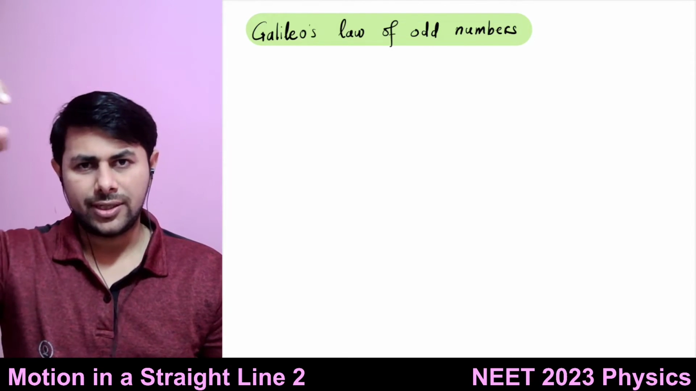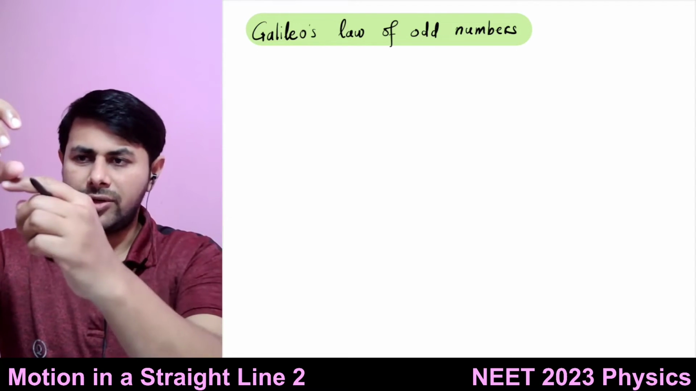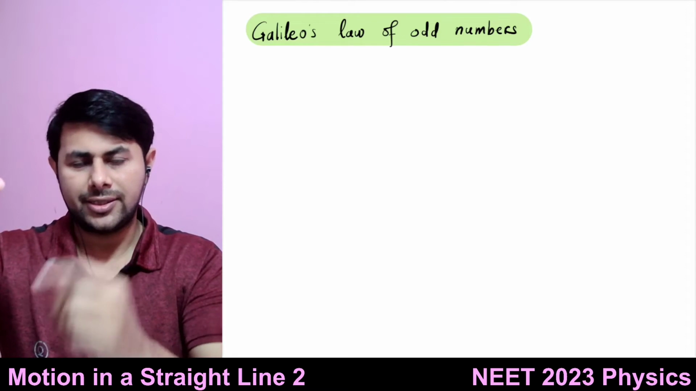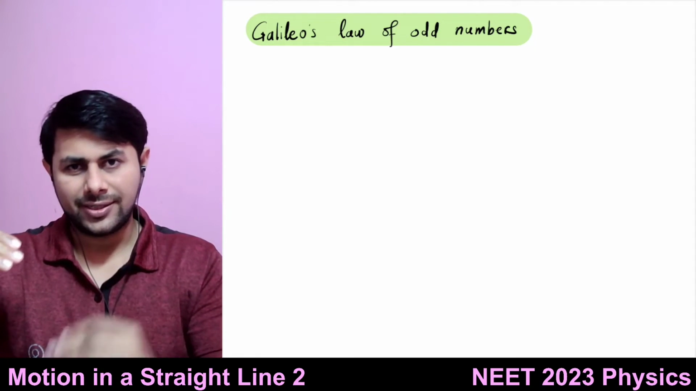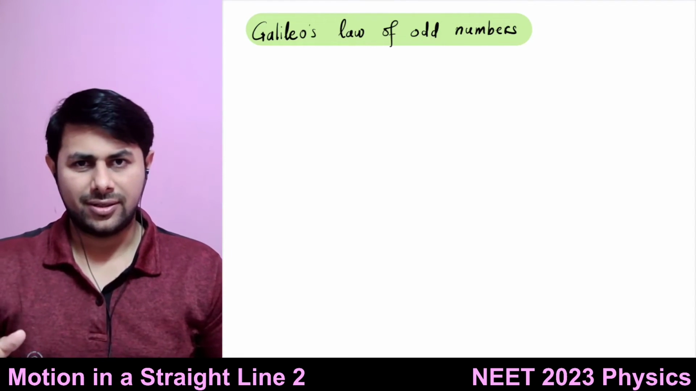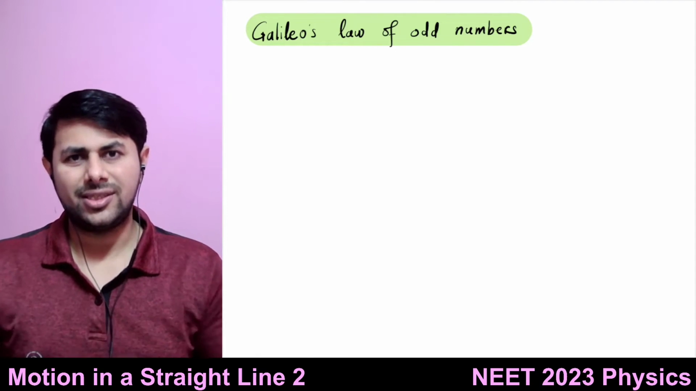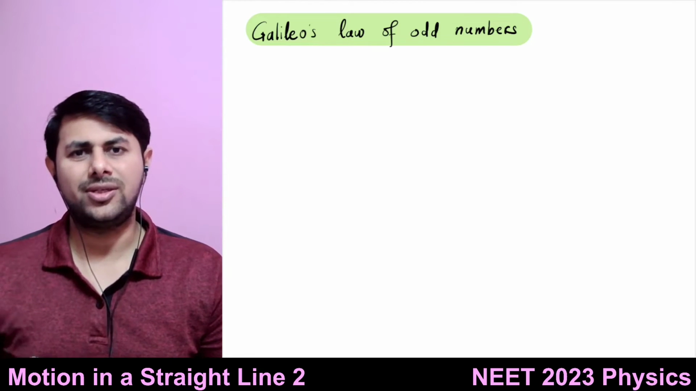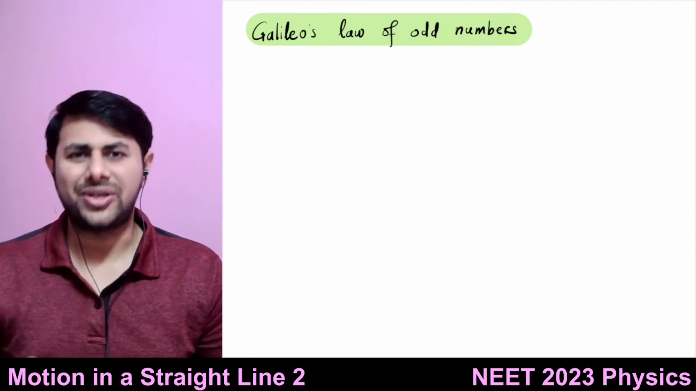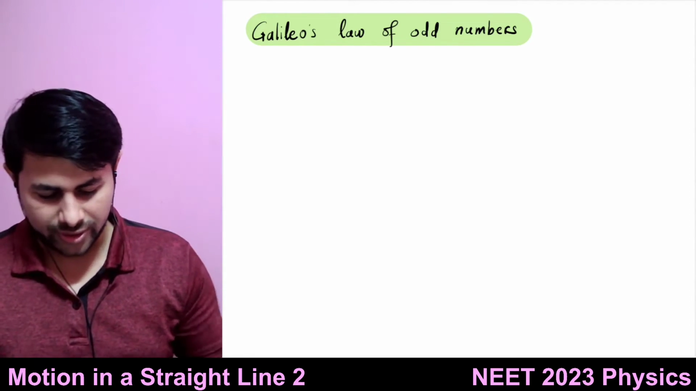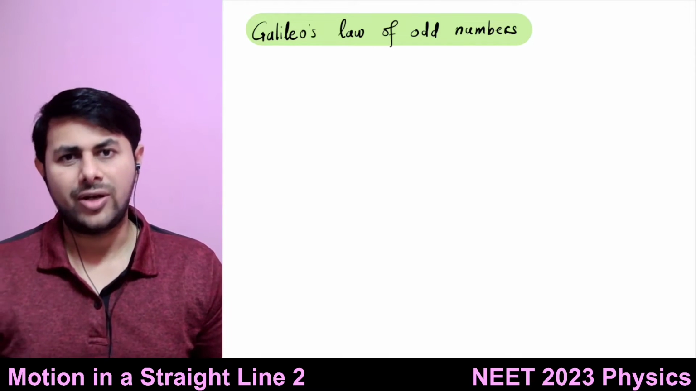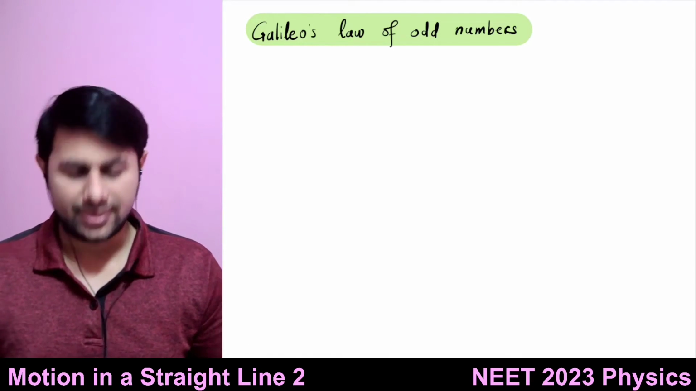So now you release that ball, and consider the distance covered by that ball in the first second, then in the second second, and in the third second, and so on and so forth. If the height is sufficient, then those distances are in the ratio of 1 is to 3 is to 5 is to 7, and so on. Okay, so you got the law. This is the law of odd numbers: 1, 3, 5, 7, etc.